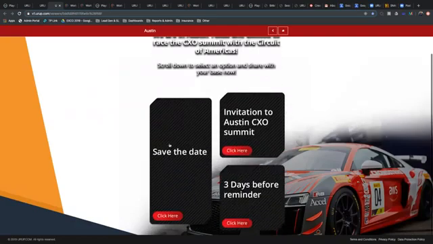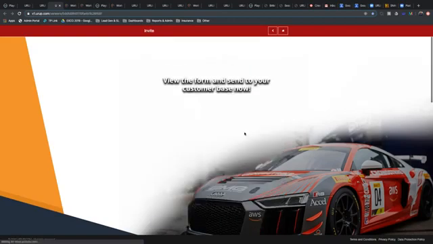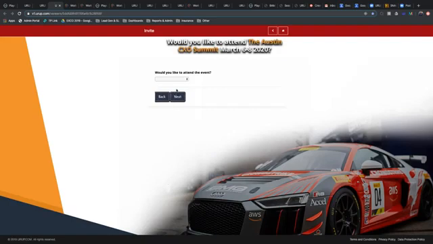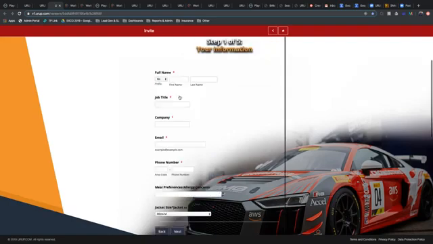In this case, they might want to send a save the date or invite them to the summit, or potentially send a 3-day reminder. In this scenario, I'm going to invite someone to the summit and get their details. You can see the RSVP system pulling through directly into the Europe platform. I'm going to end up saying I am attending the function.